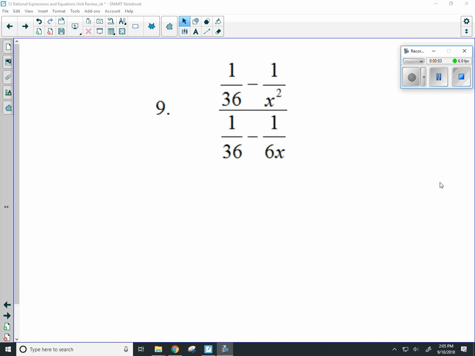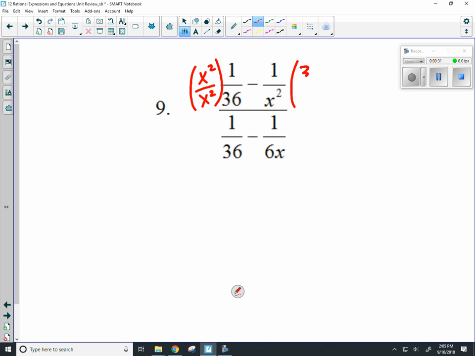For complex fractions, the key is you want to get the top to be one fraction and the bottom to be one fraction before you try to do anything else with it. And you kind of want to treat it as two separate addition or subtraction problems initially. So if you look up top, the common denominator between the two of those fractions would be a 36x squared. So that means that this first fraction needs x squared over x squared, and the second one needs 36 over 36.